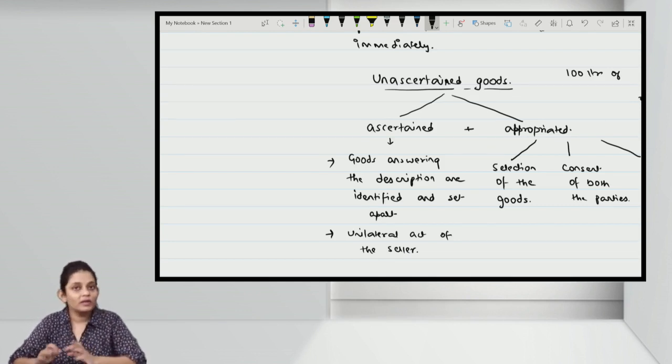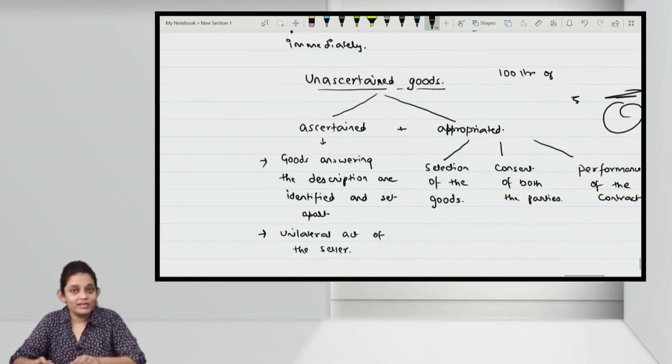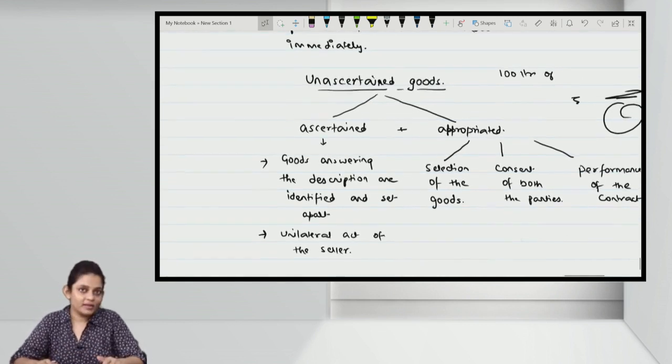Is it clear to everyone? Are you sure about it? Are you clear with it? Yes. Did you understand? Yes. I hope this topic is clear to everyone.